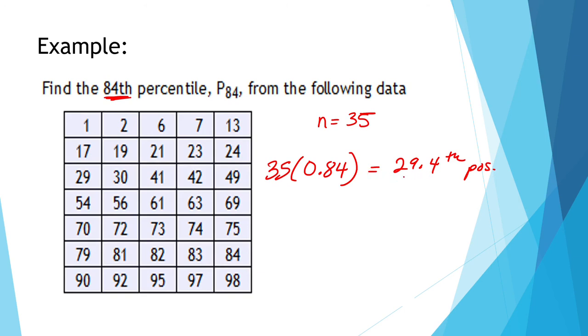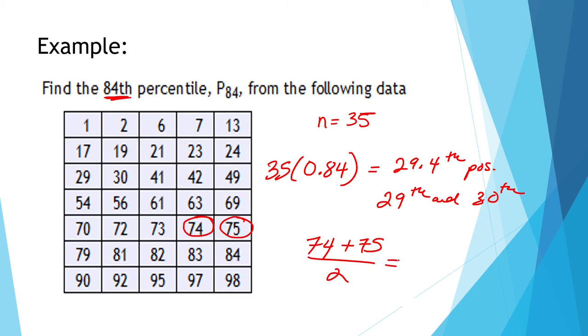Since there is no such thing as the 29.4th position, we're looking for the 29th and 30th position. So the 29th position is 74 and the 30th position is 75. Remember, you have to make sure the data value is from smallest to largest. And now we'll have to add these two numbers up, 74 plus 75, divide that by 2, and that will give us our 84th percentile.